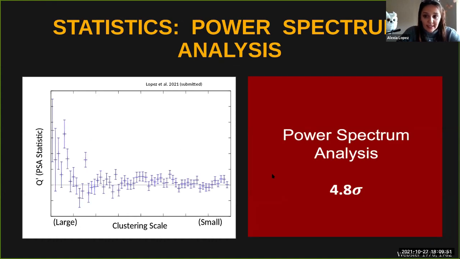The PSA calculates the statistic by testing for clustering on some scale, say lambda c, by considering the Fourier modes with wavelengths greater than lambda c. The six high peaks here show significant clustering on approximately 230 megaparsec scales, which likely corresponds to the width of the giant arc.